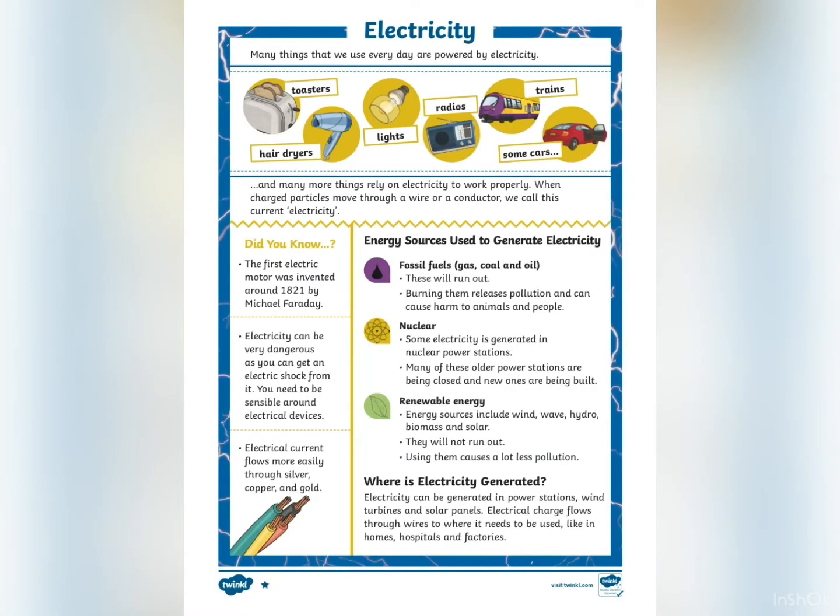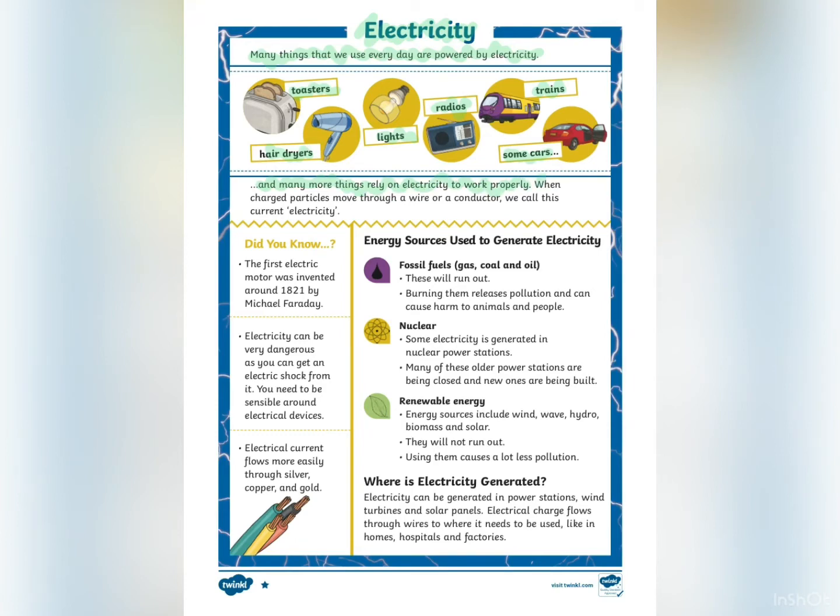As an additional task for reading today, if you like, you can complete the activity called Electricity. This is in your hard pack and you will be required to read the text and then answer a range of questions. The first part says, many things that we use every day are powered by electricity. For example, toasters, hair dryers, lights, radios, trains, and even some cars. And many more things rely on electricity to work properly.